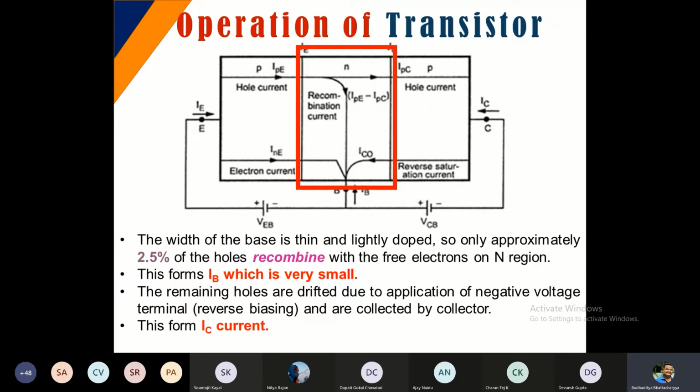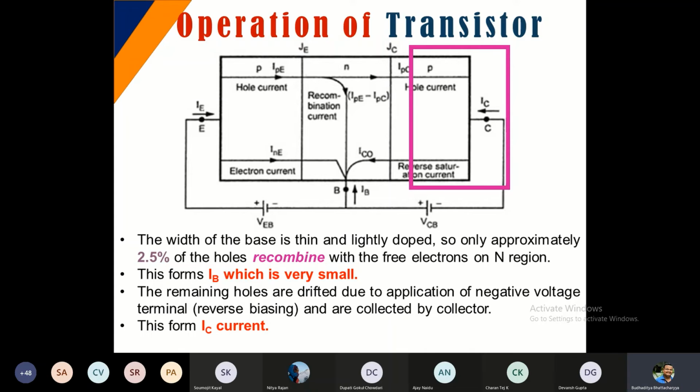In the next slide, we discussed the approximately 2.5%, a very small percentage of recombination that happens between the minority carriers, holes, and the electrons. Naturally, the lesser the width, the better the chance that most of the electrons generated from the emitter will go to the collector region. So that was what was discussed. Correct. So this is where I think we had ended our discussion.